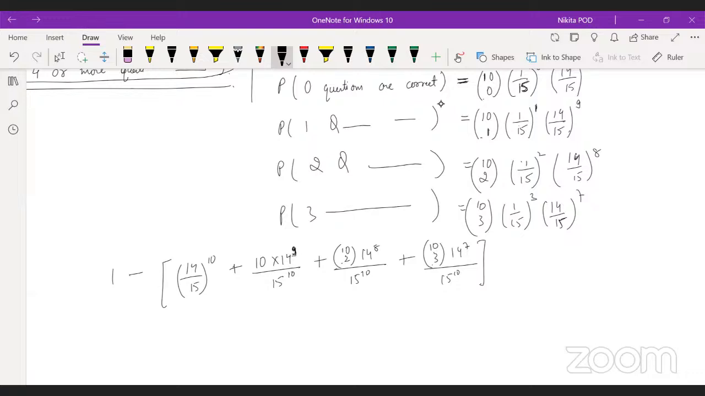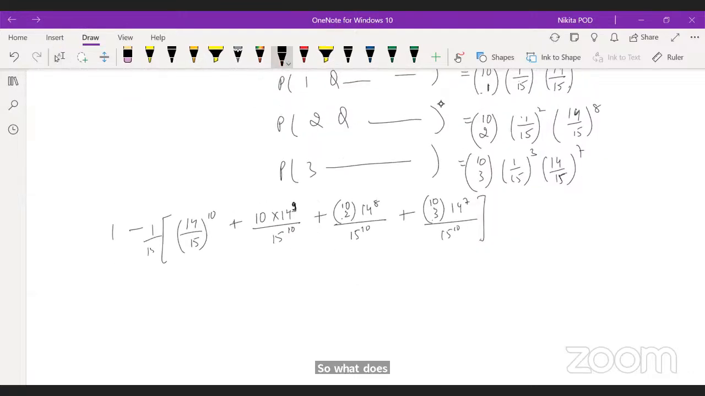I think this is going to be very lengthy. I will also do the calculation. Take this as common. So 14 to the power 10 plus 15 to the power 9. Is someone else doing the calculation? No, nobody is doing it.